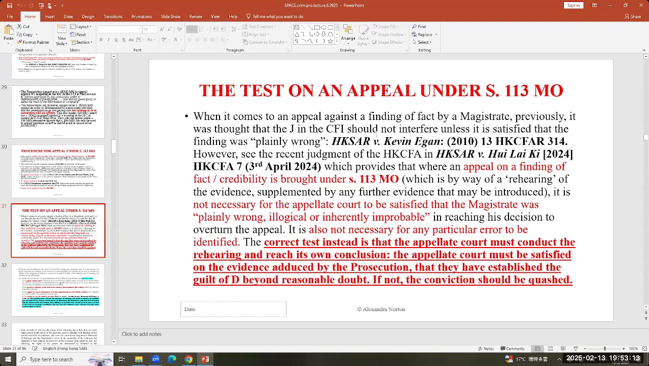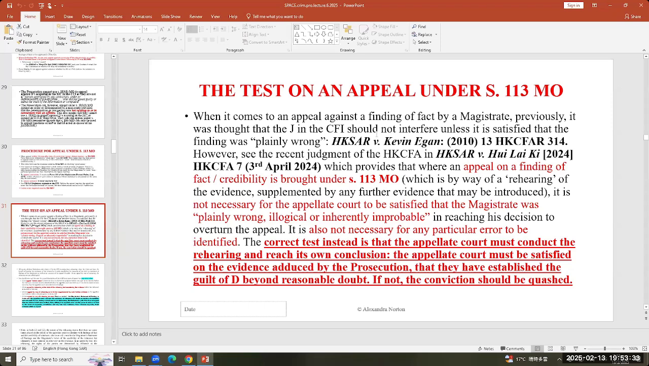Previously, judges in the Court of First Instance were reluctant to overturn a magistrate's decision on a finding of fact or credibility, unless it could be established that the decision was plainly wrong. But Hoi Lai Ki said that's not the correct test.